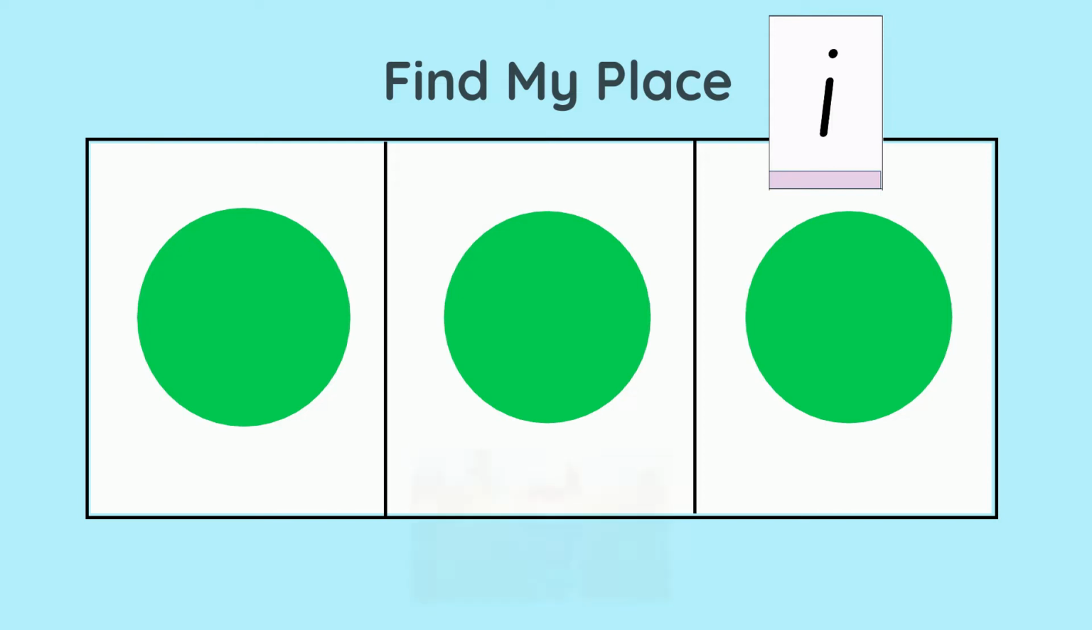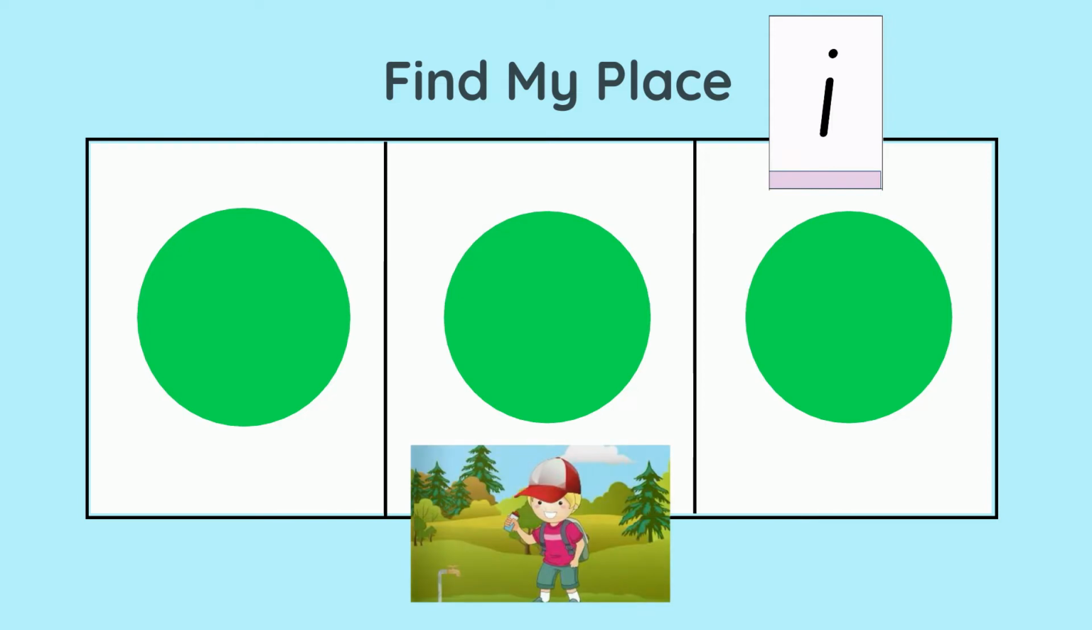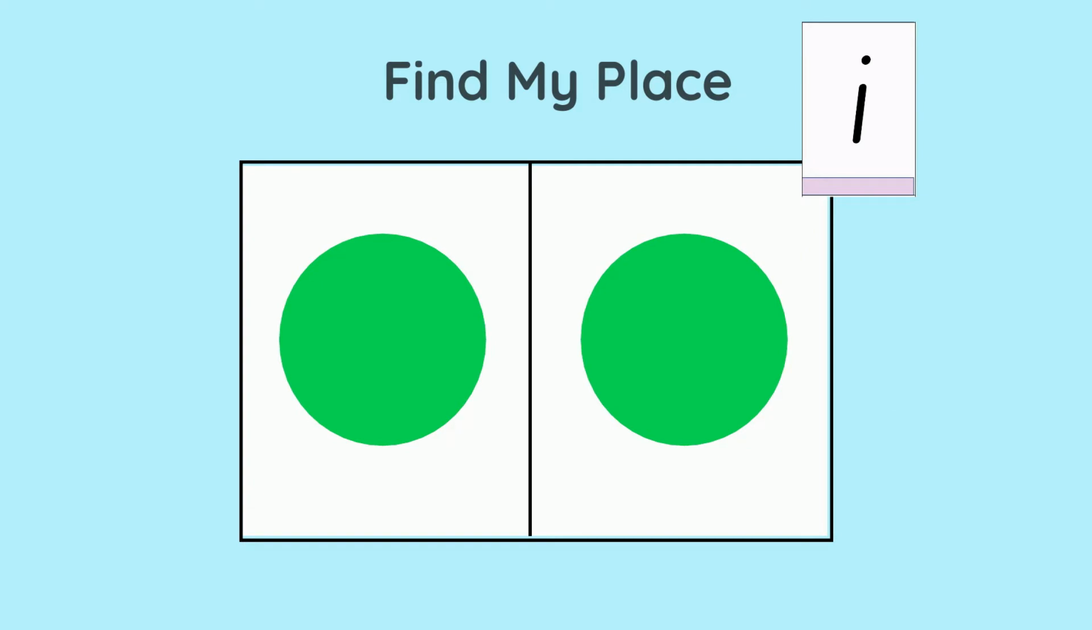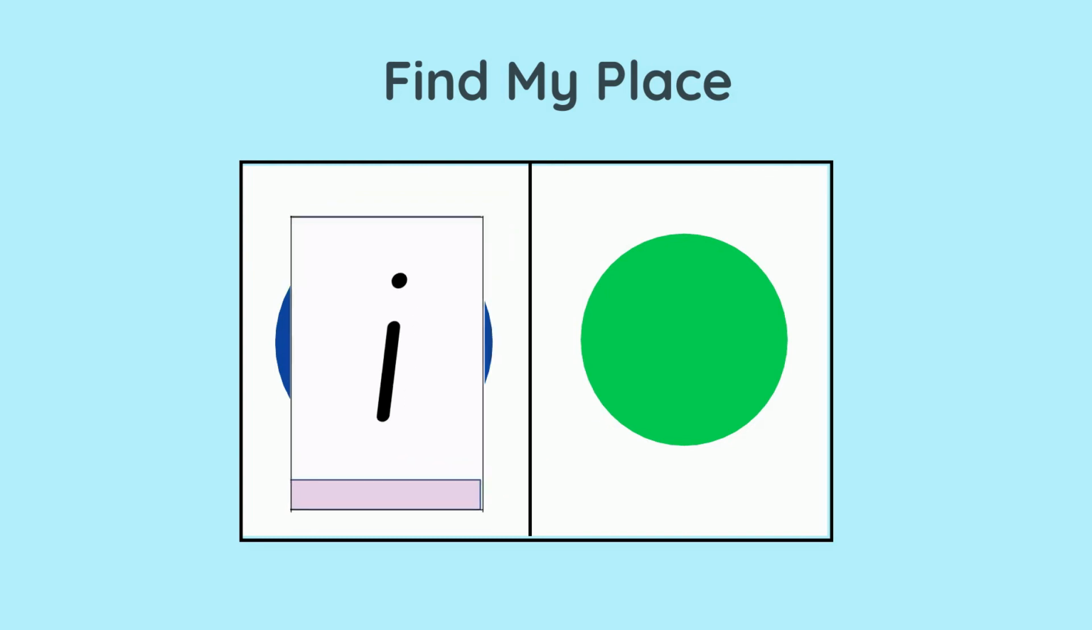Stretch out the word sip to find the place of I. S, I, P. Where did you hear I? In the middle. Now we'll do it without pictures. Stretch out it to find the place of I. It. Where does it belong? It was the first sound.